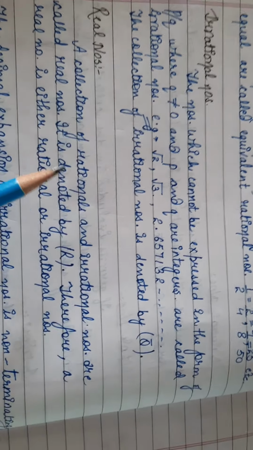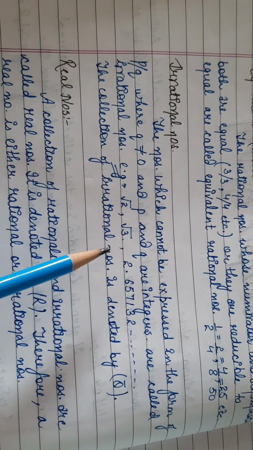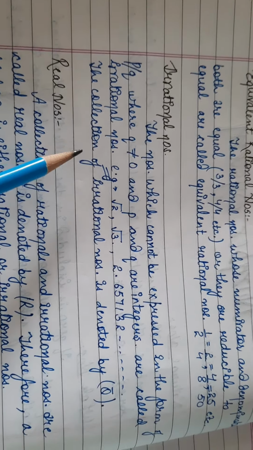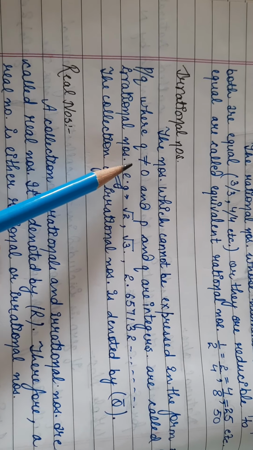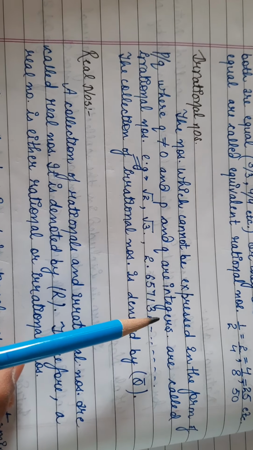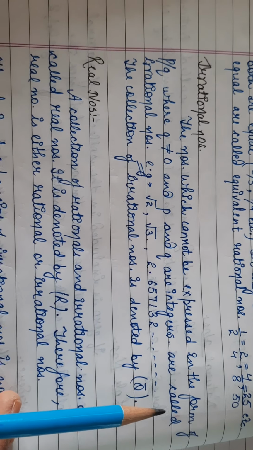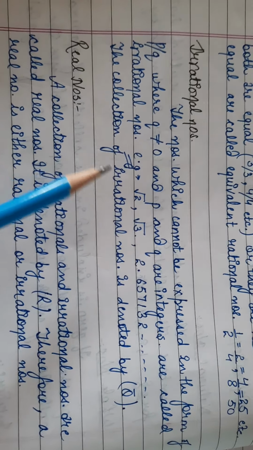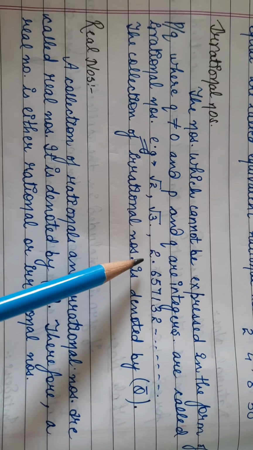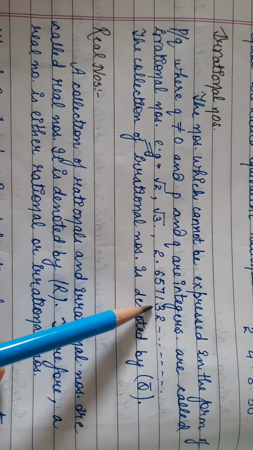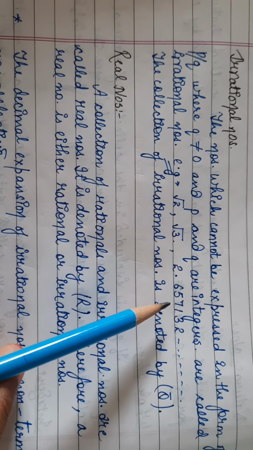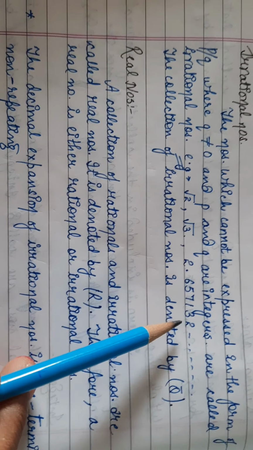Next are the irrational numbers. The numbers which cannot be expressed in the form of p by q, where q is non-zero and p and q are integers, are called the irrational numbers. For example, square root of 2, square root of 3, then I write 2.657132. Its decimal expansion is non-terminating, non-repeating.